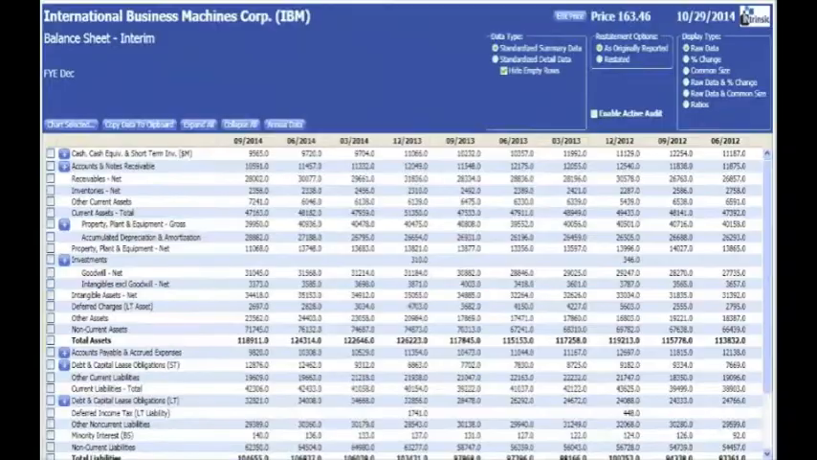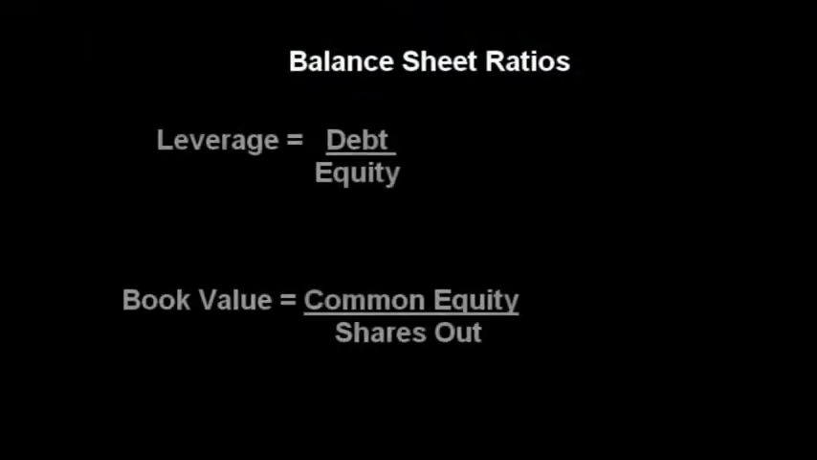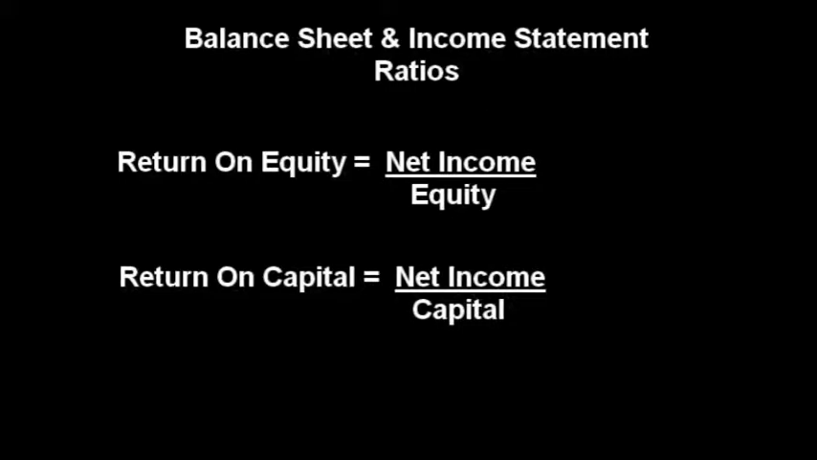Many useful ratios and growth rates can be calculated from the balance sheet accounts. Debt to equity and book value are good examples. Some ratios combining balance sheet items with income statement items, such as return on equity, are very useful too.